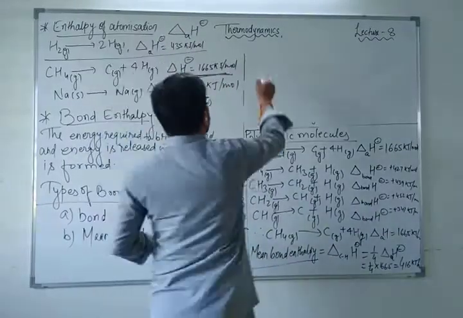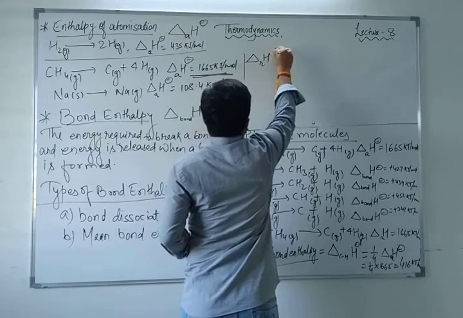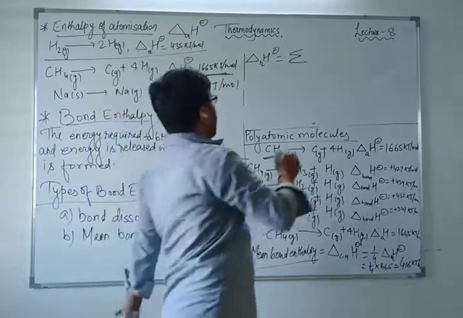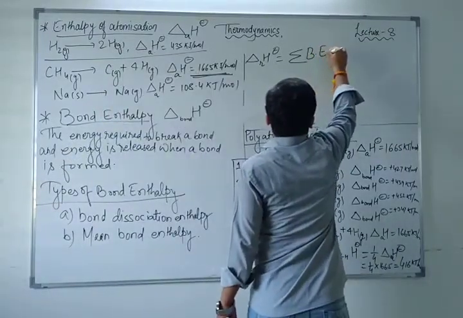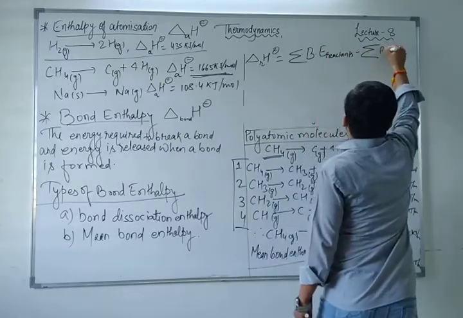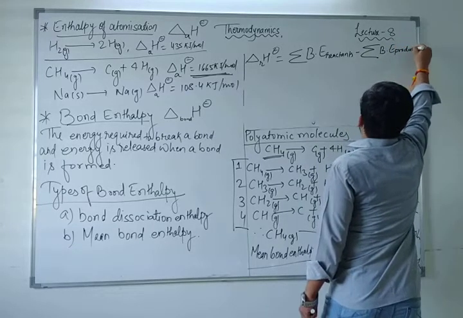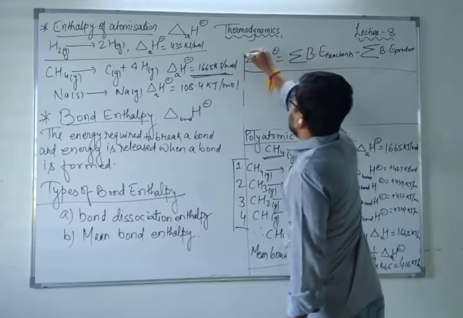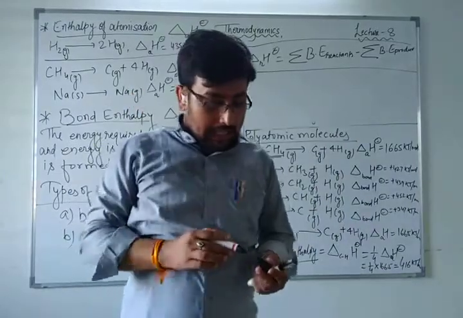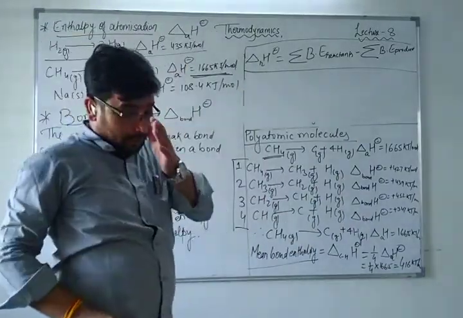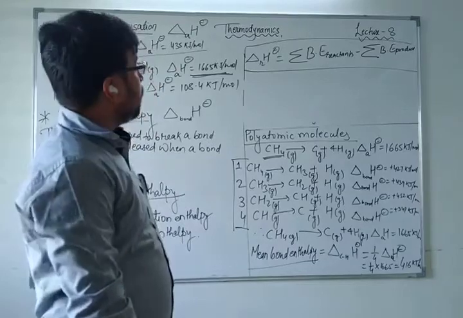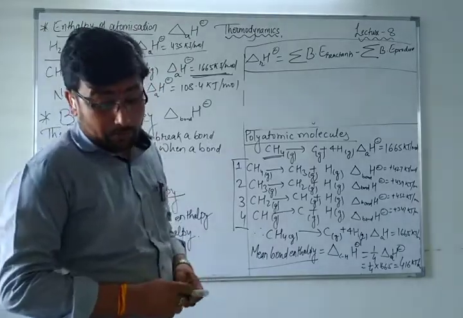So delta H R, the standard reaction enthalpy, is the summation, sigma, the total sum of bond enthalpies of reactants minus bond enthalpies of products. See, in the earlier reaction enthalpy it was the opposite, right? It was opposite. But here I am talking about bond enthalpy of reactants minus bond enthalpy of products. So remember this relationship, which is particularly useful when we require the values of bond enthalpy.